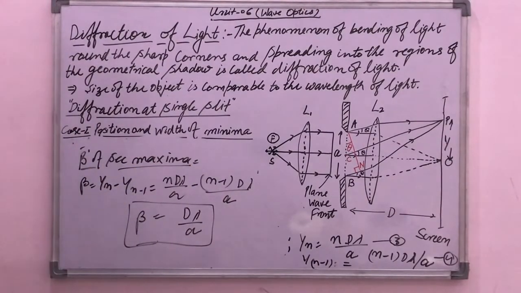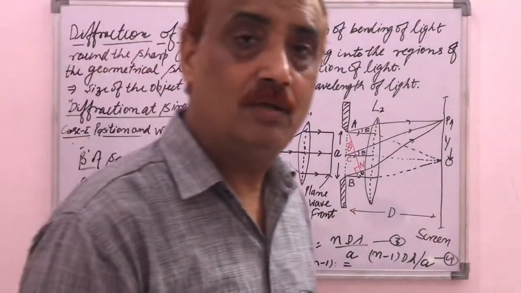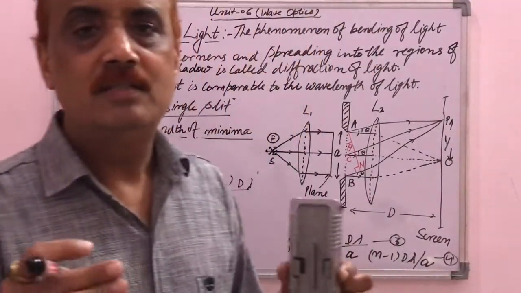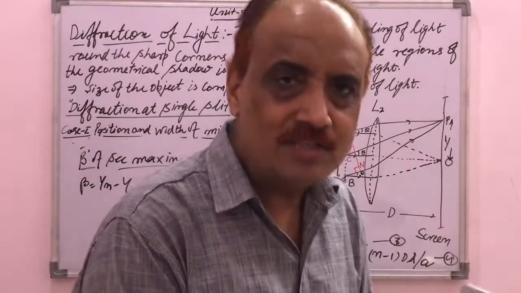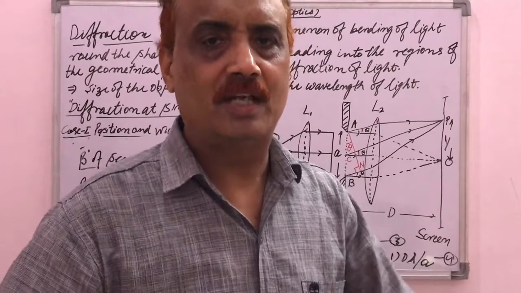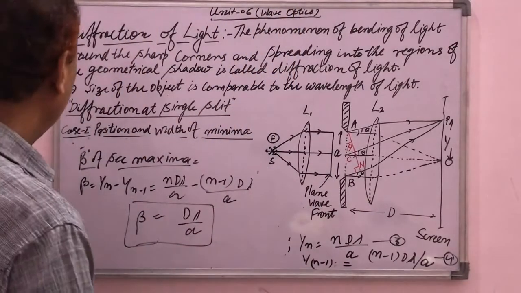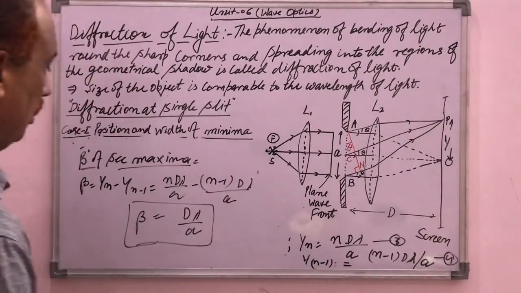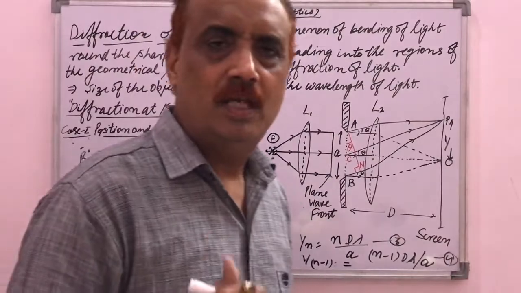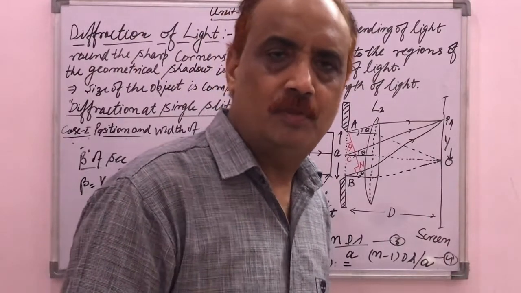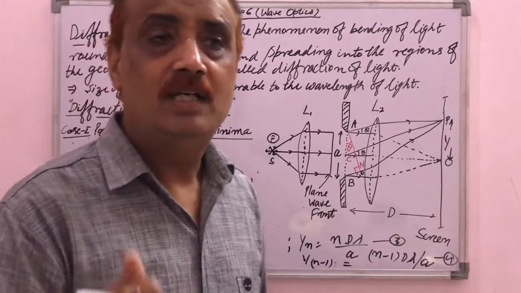It means by the conditions of the secondary minima we have to find out the width of the secondary maxima, because the secondary maxima exist between two secondary minima. Therefore this is the width of the secondary maxima. Okay, now in the next video we will discuss the positions of the secondary maxima and then find out the width of the secondary minima.